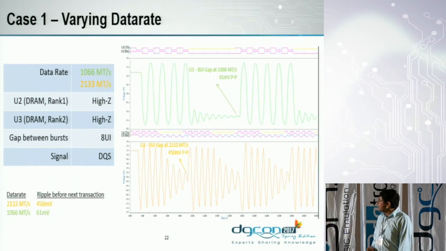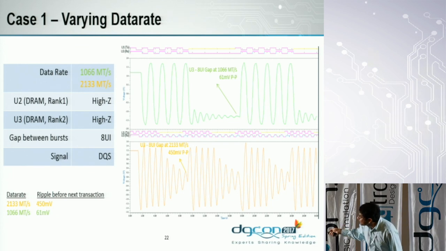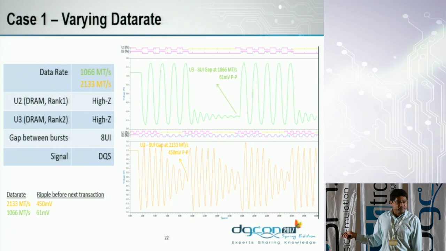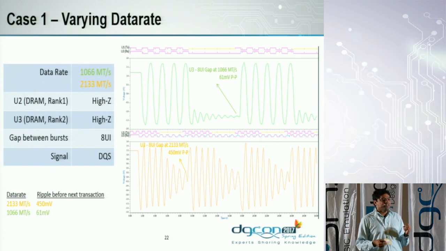Or maybe you decide, no, I just want to go slow. I don't think anything is visible here. This is going at 1066 megatransfers per second. This is the original one. And what happens when you go this slow is, again, it dampens down quite a bit. Now, again, you might be asking yourself, so what? I can simulate this. Not quite.